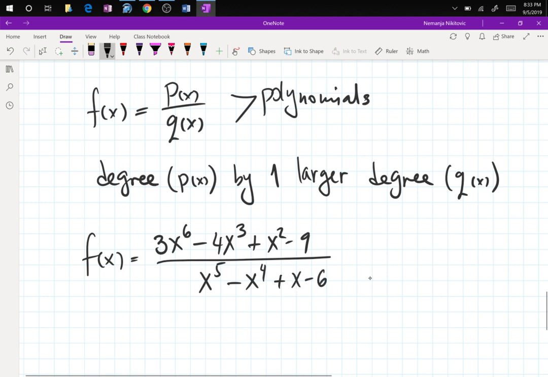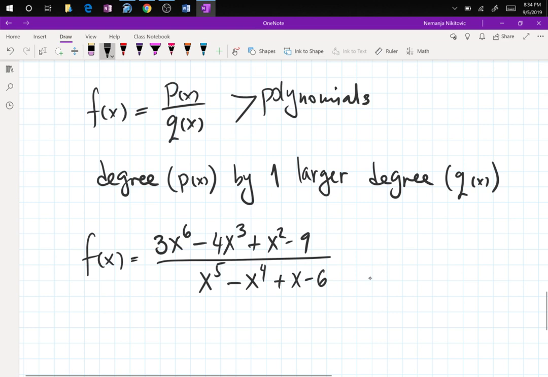You see that the exponent on top degree is 6, on the bottom degree is 5, and you have to do long division and just do the first two terms in the long division, and you will get y equals mx plus b, which would be the slant asymptote. So for slant asymptote, we do not involve calculus in any shape or form.